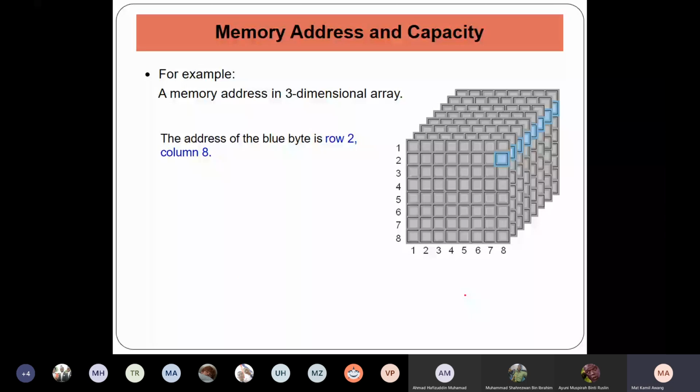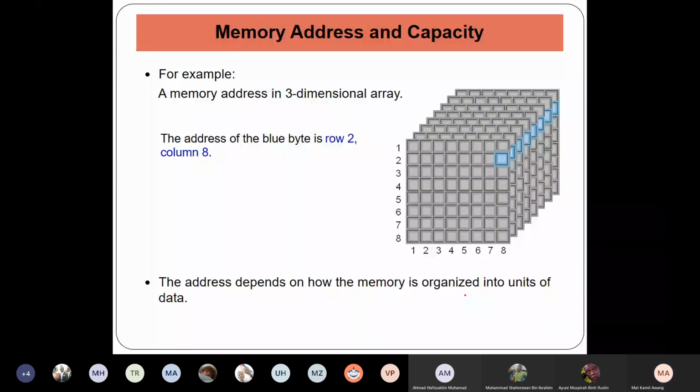The address depends on how the memory is organized into units of data. So it depends on how you design the memory chips. So the designer basically decides how the addressing convention is to be used in order to access that particular memory location. Okay.